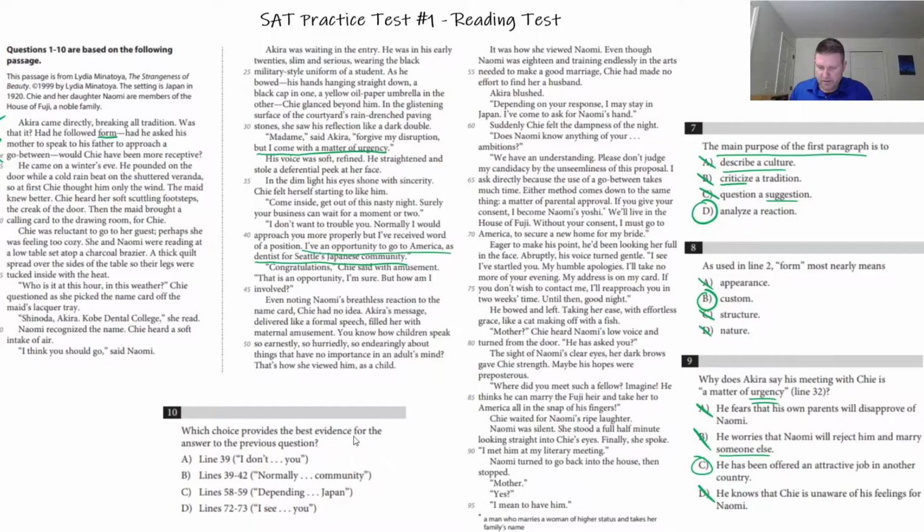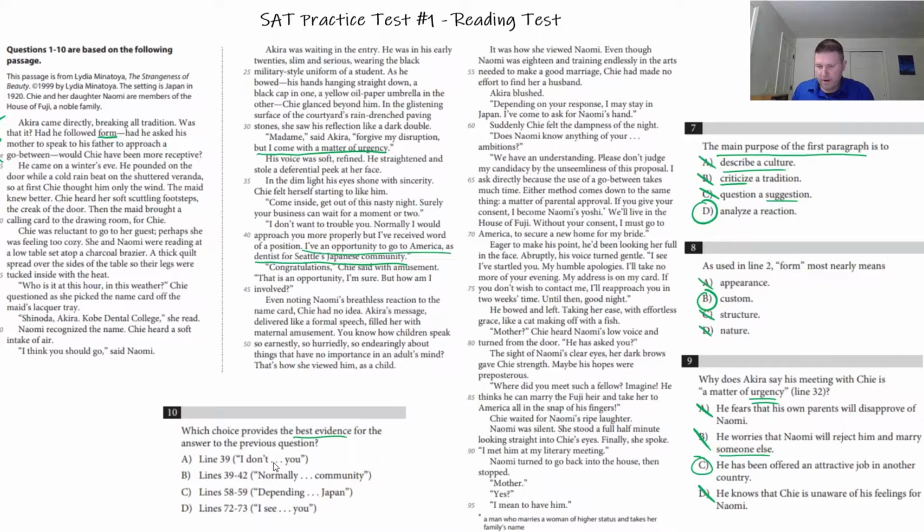Which choice provides the best evidence for the answer to the previous question? So these are a little bit tricky because you have to go through all of them and make sure that it is the very best evidence for why it was a matter of urgency. And remember, the answer was that he was offered an attractive job in another country, okay? So it's urgent because he needs to give a response to this job offer that he has, right? So if we go through the options, these are going to be the most time-consuming questions, but that's okay. Just accept that and make sure you take your time going through these.